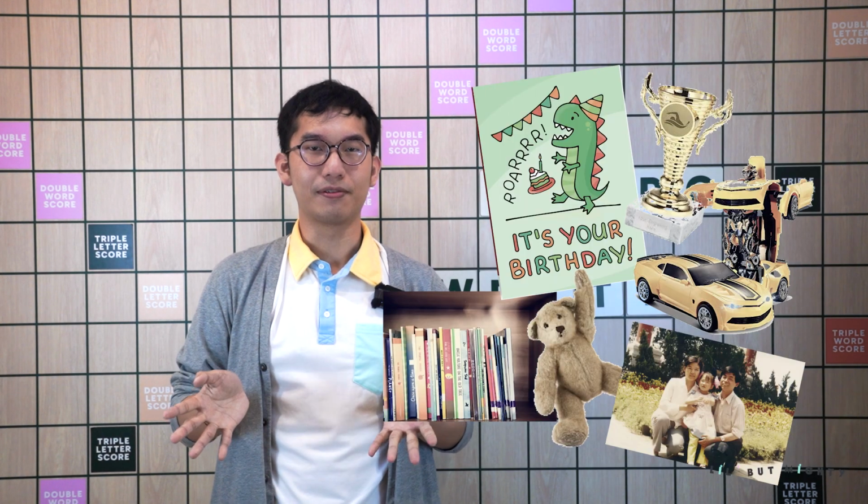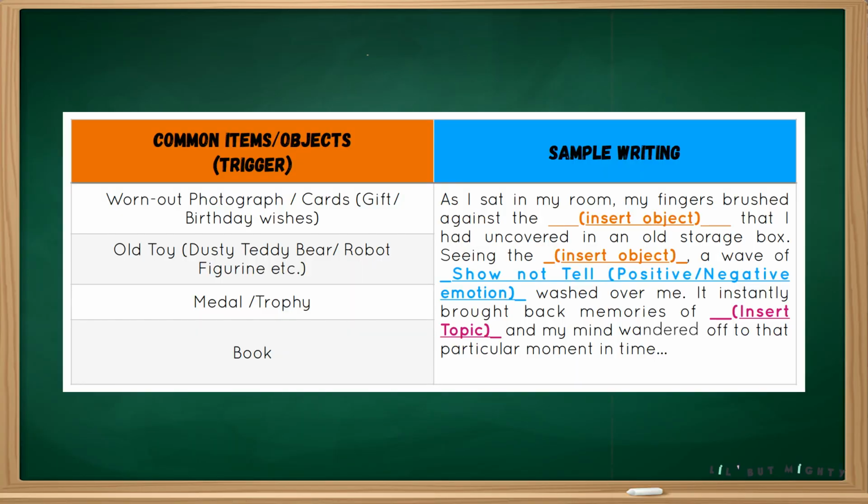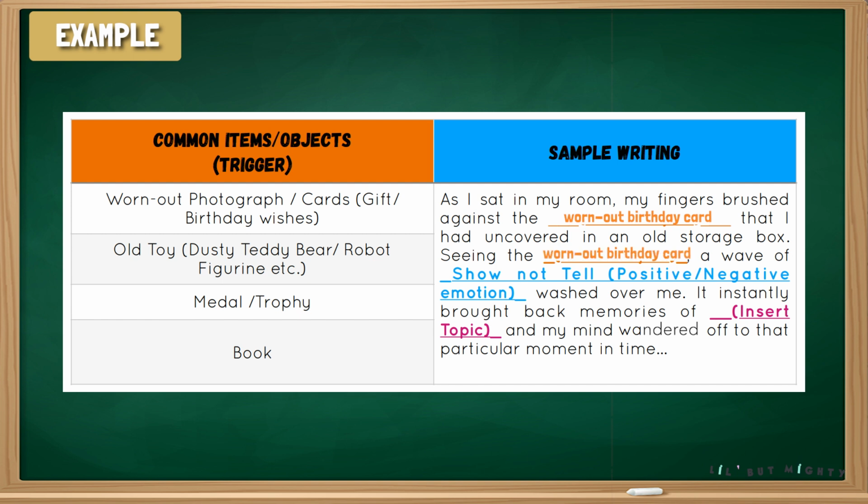Below are some examples. Here's an example of how you can use the object picture in your flashback. As I sat in my room, my fingers brushed against the worn-out birthday card that I had uncovered in an old storage box. Seeing the worn-out birthday card, a wave of jubilation washed over me. It instantly brought back memories of the joyous celebration and my mind wandered off to that particular moment in time.